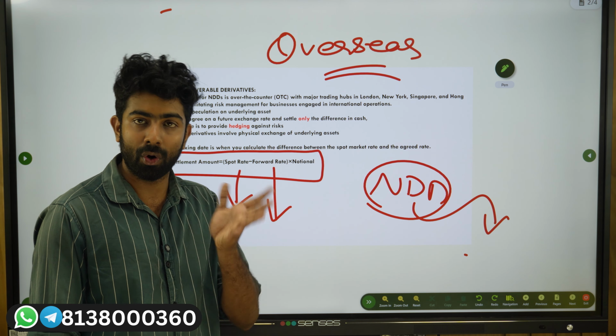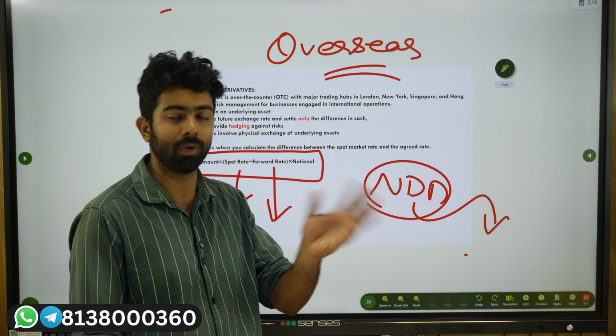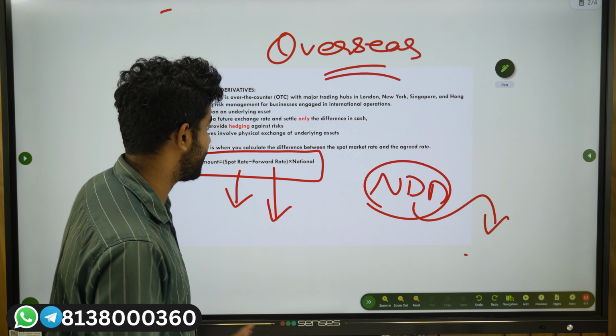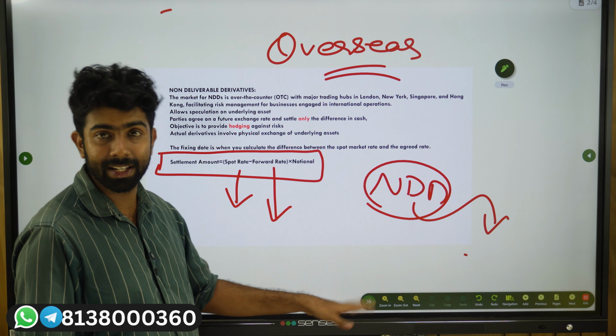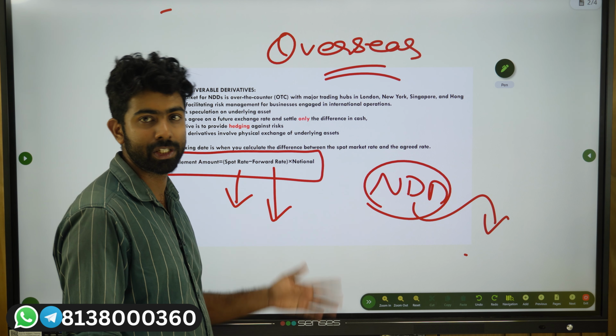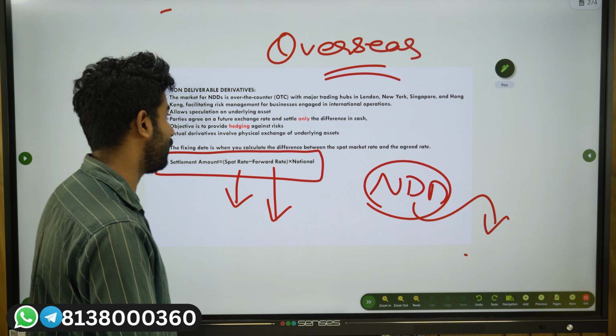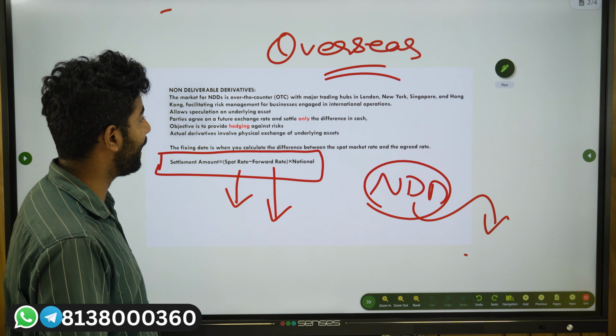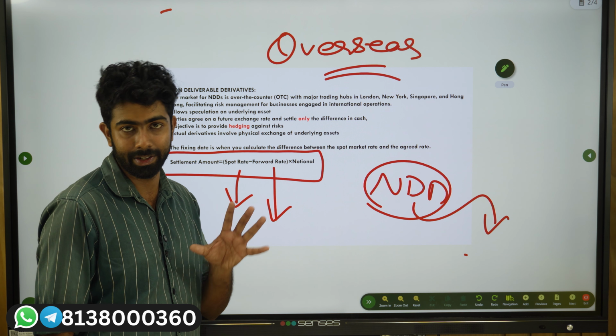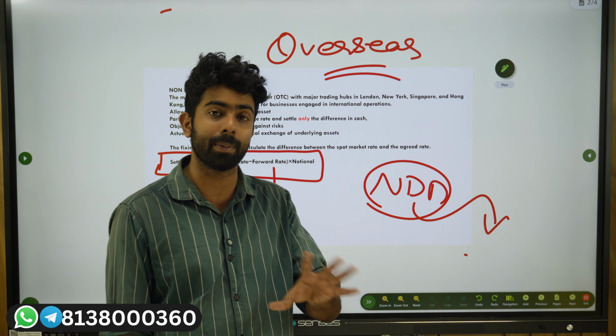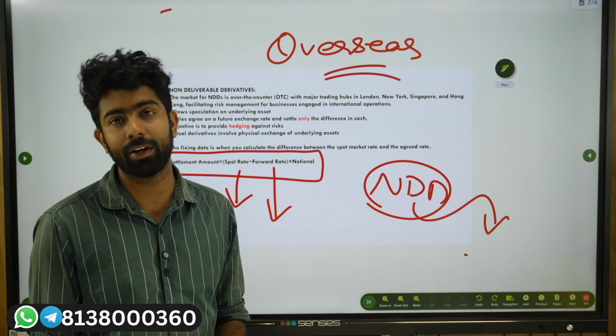Key point: there is no actual delivery of the asset, only the net exchange of cash flow, and depreciation incentivizes further depreciation, putting downward pressure on the rupee value. That is basically the idea of non-deliverable derivatives, which has been banned by RBI for banks. So banks cannot enter into NDD anymore.